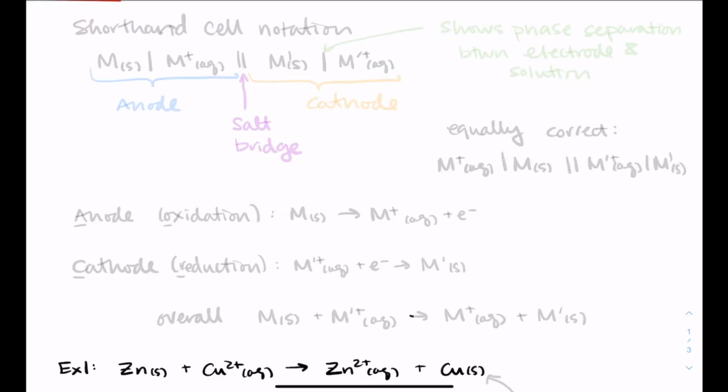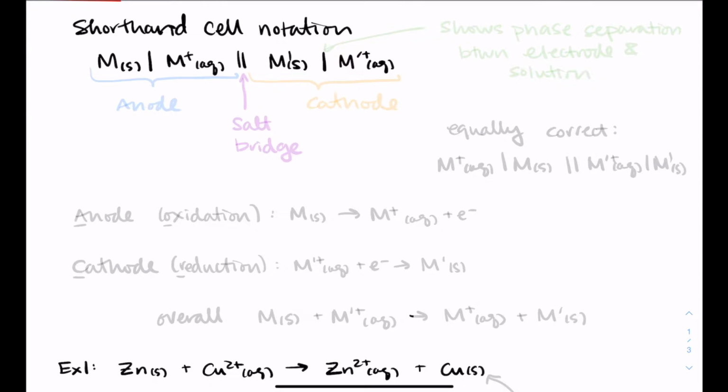Let's do a shorthand for the cell notation. Instead of drawing this giant setup every single time, we can write a shorthand notation for this. The shorthand notation looks like this. I would write the solid metal, so the electrode, and then a single line, and then everything that's in the solution, which in this case is just M plus aqueous.